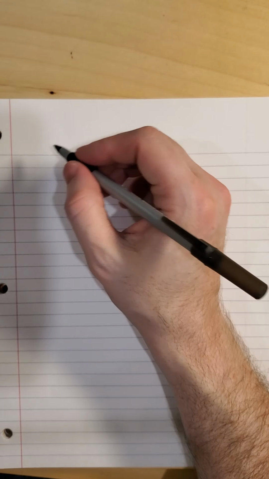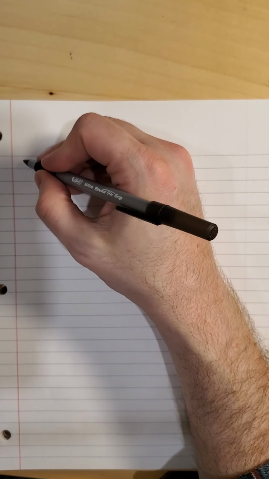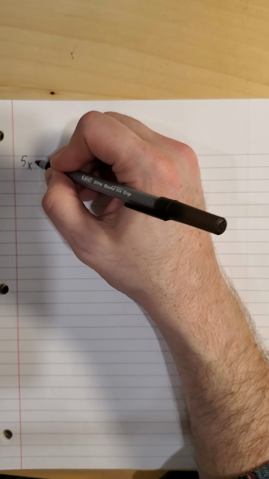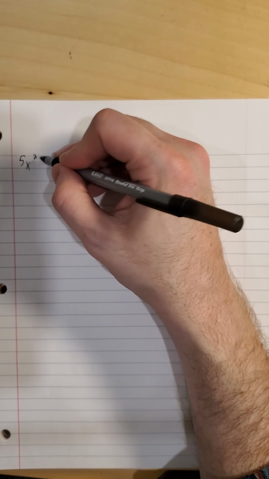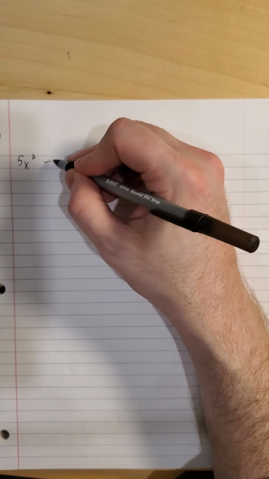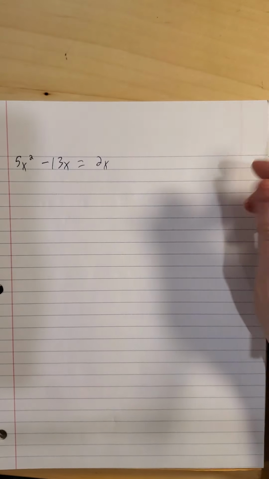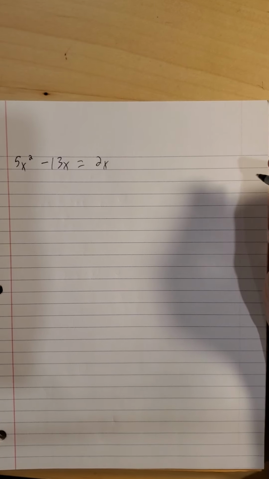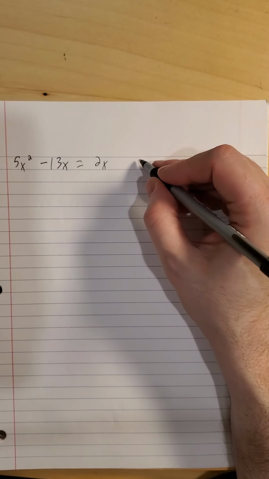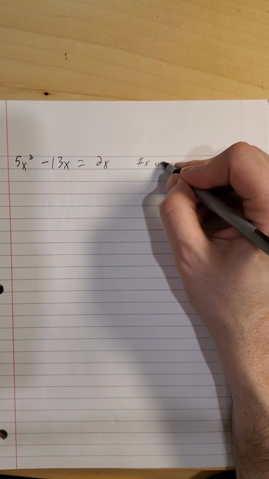All right, so far every time the answer to "do we have one side set to 0?" has been yes. That's not always going to be the case. Sometimes we might have something like 5x squared minus 13x is worth 2x. So is one side equal to 0?